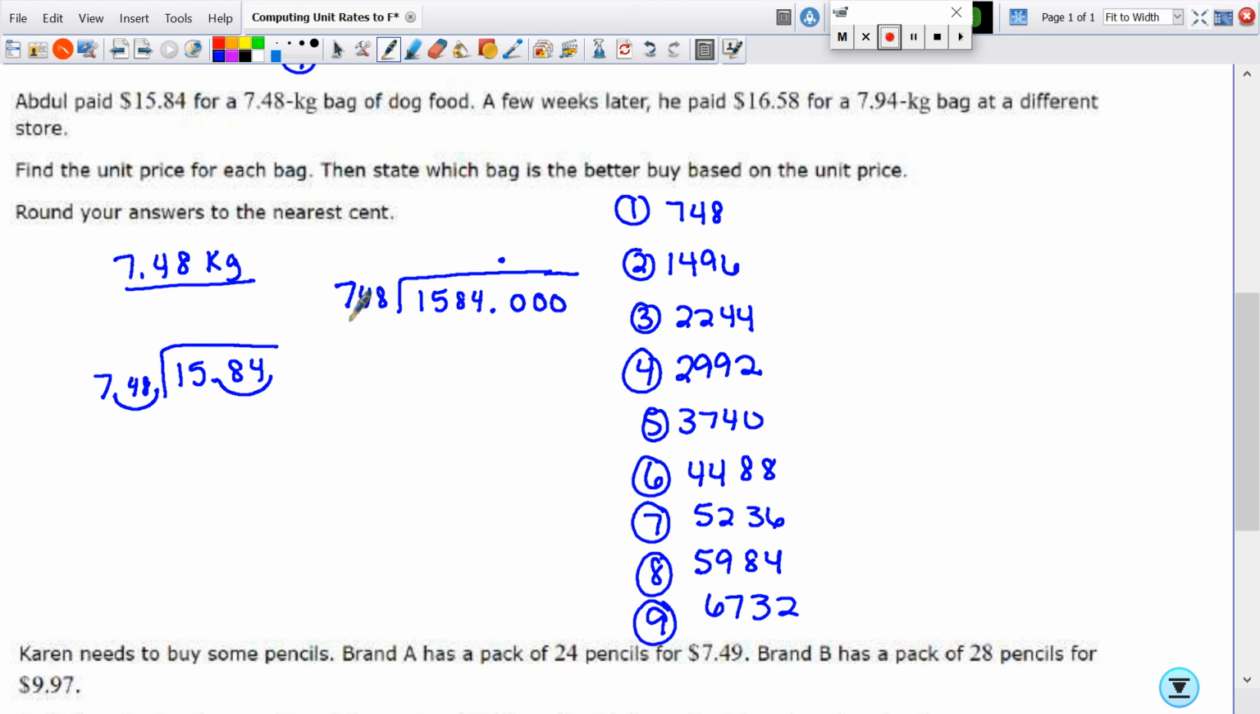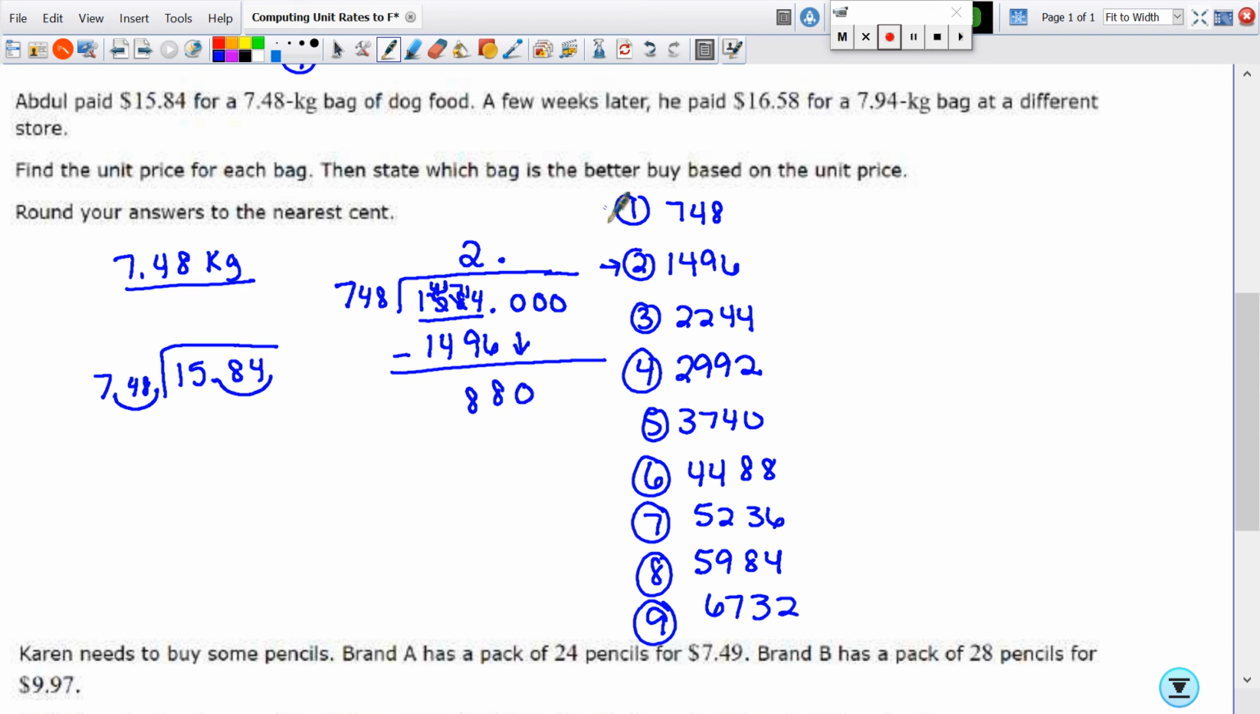Okay, so 748 doesn't go into 1, 5, 158. It goes into 1,584. This is the closest one. 2 times, and this number beside the circled number goes underneath, and then you subtract. So I'm going to borrow here. 14 take away 6 is 8. Have to borrow again. 17 take away 9 is 8. And then I don't have any more numbers to bring down to subtract. Okay, bring down my 0.